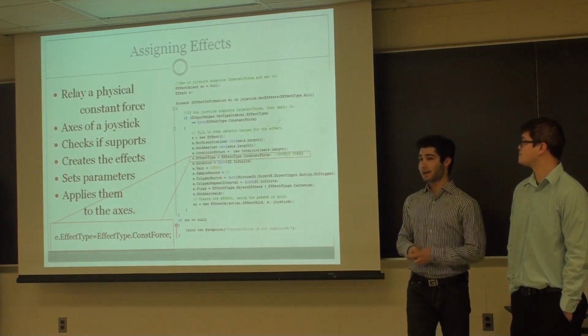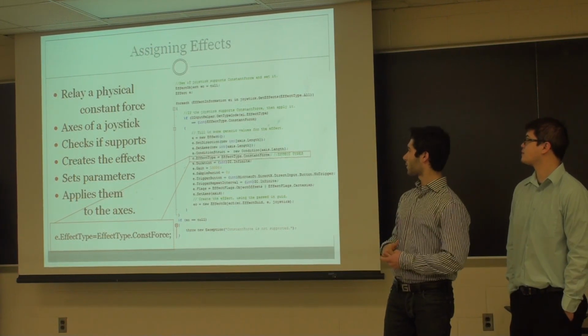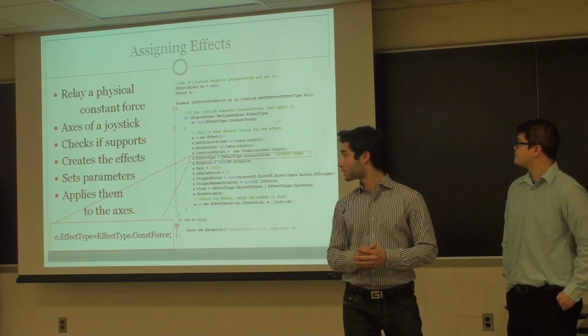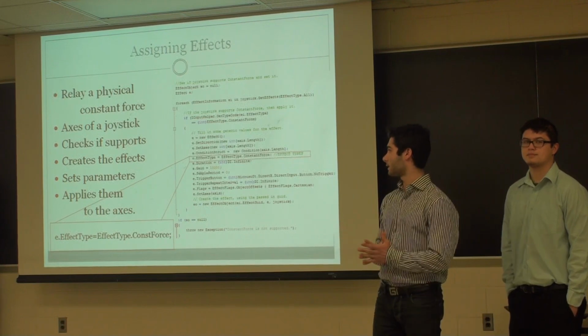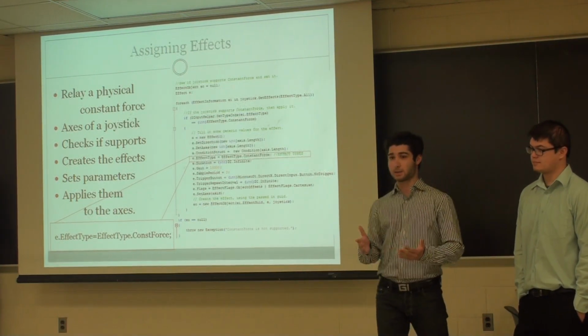Now I'm going to talk about the assigning effect aspect of this force feedback programming. First, we need to relay a physical constant force on an axis of the joystick. First, we need to check if it supports these effects, and then create the effects, set the parameters, and finally apply them to the axis that you want.